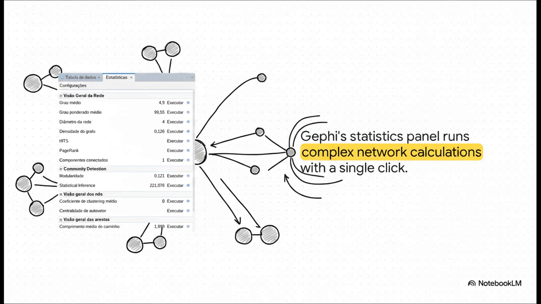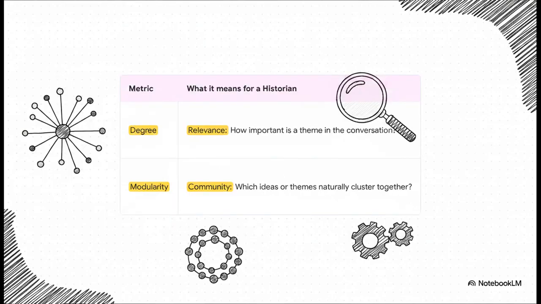See that statistics panel? With just a single click, we can run these complex algorithms that tell us how important each theme is, or which ideas tend to cluster together. All sorts of amazing things. But what do these techie-sounding metrics actually mean for a historian?